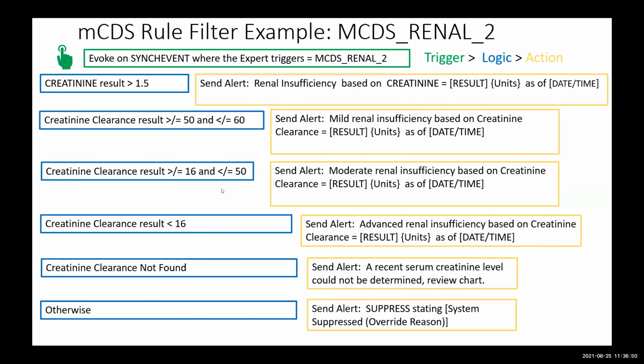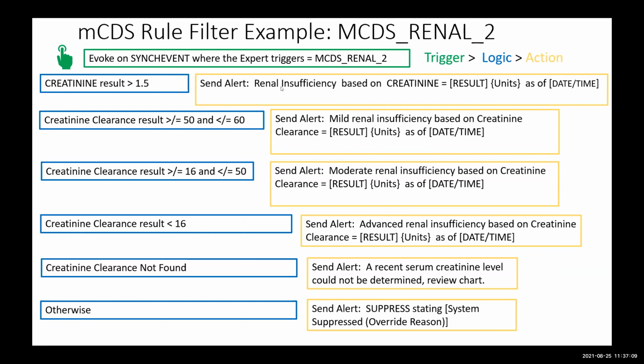Here's an MCDs renal rule. For renal insufficiency, you have the sync event, rule name, trigger logic, and action. So you have the creatinine result greater than 1.5. In most cases, there would also be a creatinine clearance calculated. We have a separate rule that does that if there's a height and a weight on the chart.